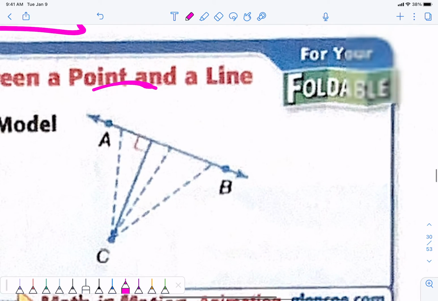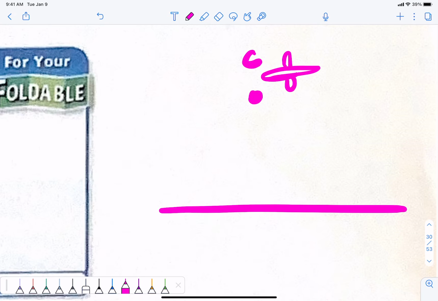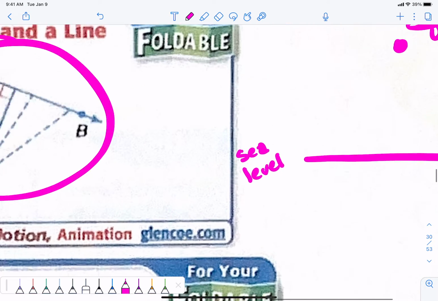They have a little diagram going on here, and I'm going to take this diagram and flip it just because it's easier to explain, and I'm going to draw it over here. So I'm going to draw the line flat, so it's rotated around, and I'm going to draw my dot, which they label as C. I'm going to call him my little airplane. Okay, so there's my line, and I'm going to call it sea level. So I have my airplane and I have sea level. I'm just taking this diagram over here and flipping it around.